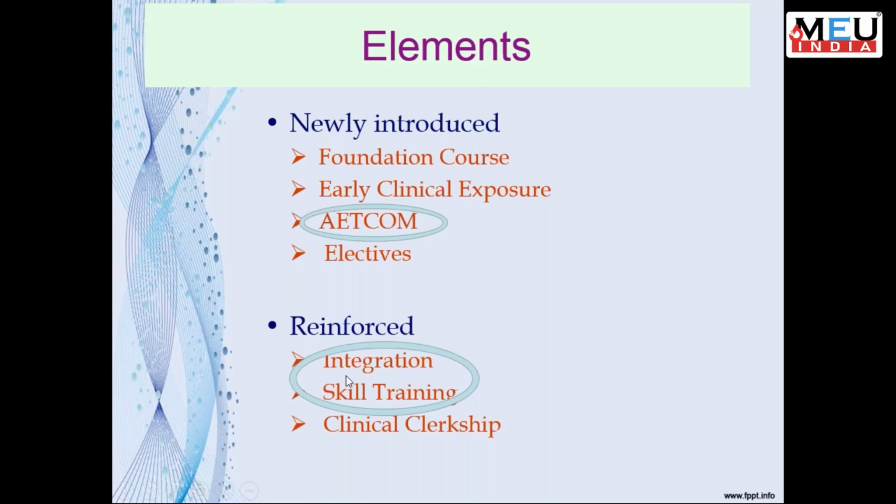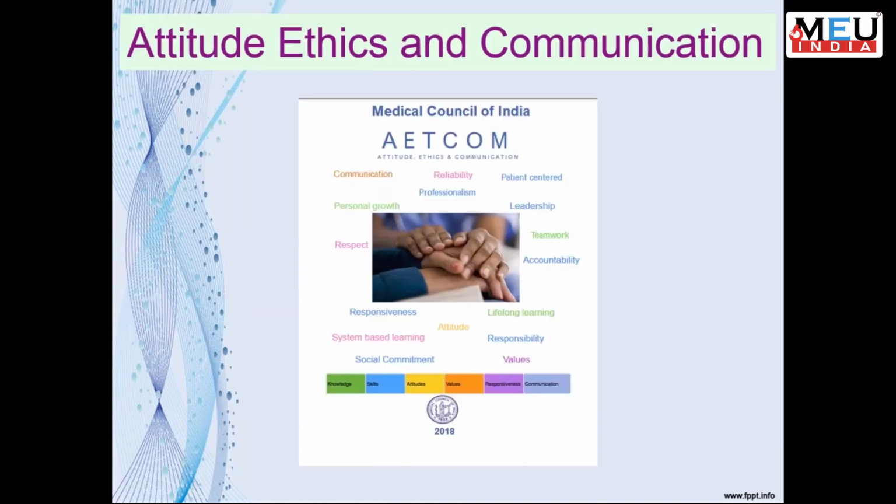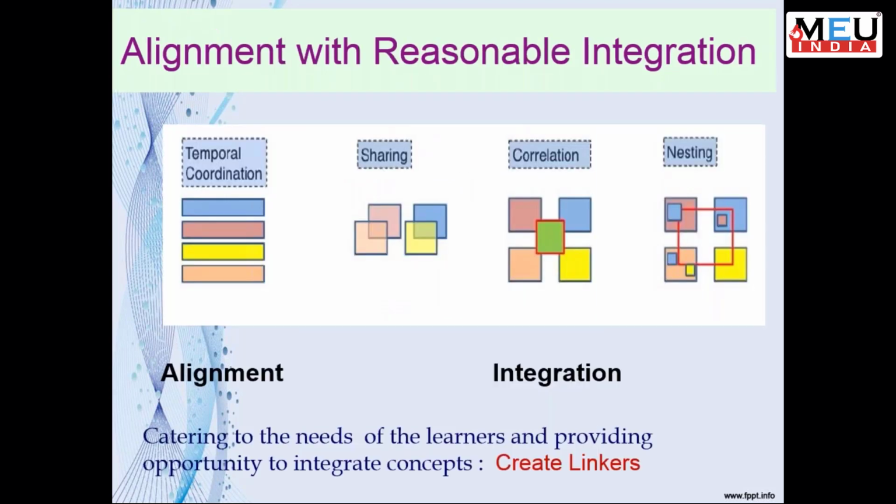These elements were there in 1997, if you look at those regulations. Integration was mentioned, horizontal and vertical, but our main crux will be on integration and skill training. So there is a separate booklet on attitude, ethics and communication, and you can get access to that, and that program must be in place in all the colleges now. What we have to consider now, as Dr. Tripathi mentioned, is integration. Now, horizontal integration has been termed alignment, and vertical integration is called integration. There is a document on alignment and integration.